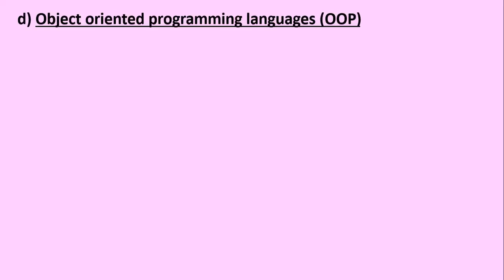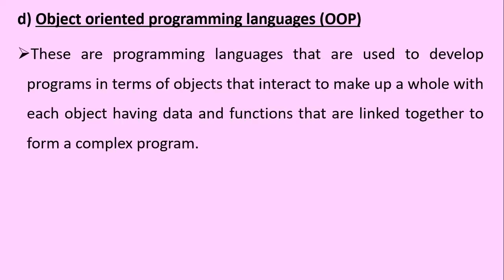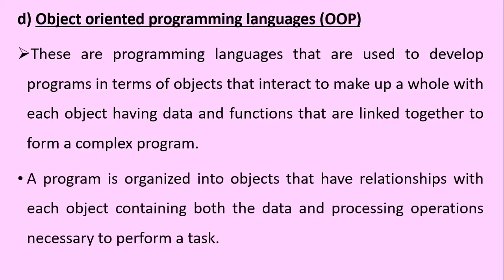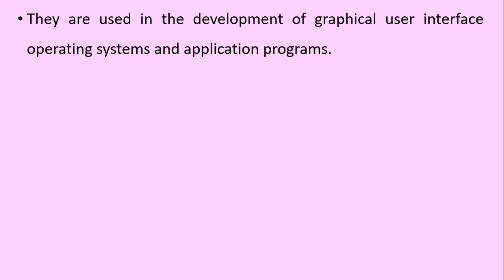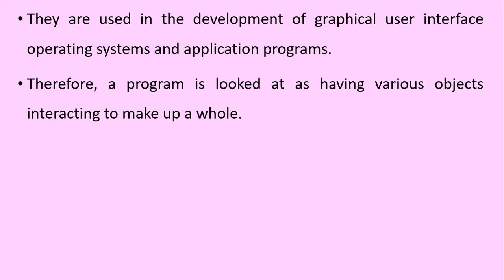Let's now look at object-oriented programming languages, or OOP. These are programming languages that are used to develop programs in terms of objects that interact to make up a whole, with each object having data and functions that are linked together to form a complex program. A program is organized into objects that have relationships with each object, containing both the data and the processing operations necessary to perform a task. They are used in the development of graphical user interface operating systems and application programs. Therefore, a program is looked at as having various objects interacting to make up a whole.